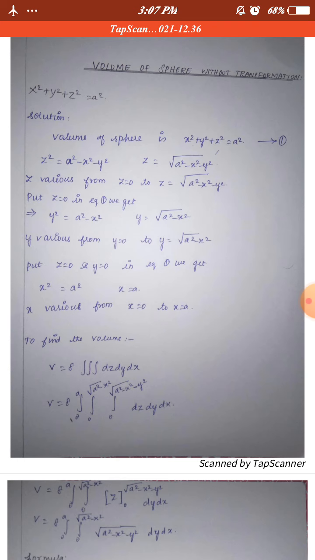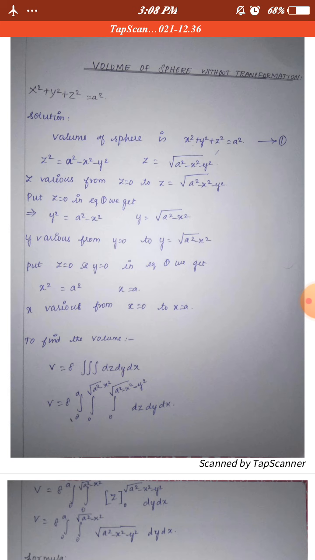In the first equation, put z is equal to 0. It will become y squared is equal to a squared minus x squared, and y is equal to root of a squared minus x squared, so y varies from y is equal to 0 to y is equal to root of a squared minus x squared. Put z is equal to 0 and y is equal to 0 in equation 1. What do we get? x squared is equal to a squared, and x is equal to a. So x varies from x is equal to 0 to x is equal to a.